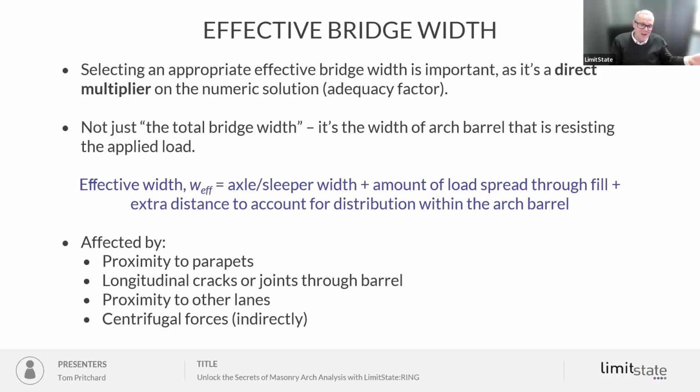So that's mainly in highway codes. Railway codes tend to omit that part of it as well. And there are several factors that can influence the value of effective width, which include things like the proximity of a vehicle to the parapets, any longitudinal cracks or joints to the barrel, especially over the crown, the presence of adjacent lanes, which we'll look at in a second as well, and indirectly centrifugal forces as well. So getting the value of effective width right is key to producing a realistic analysis in Ring.